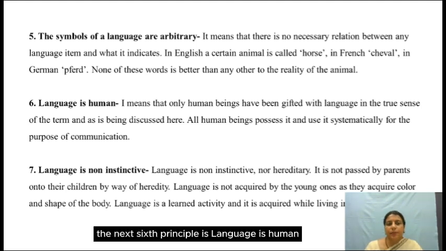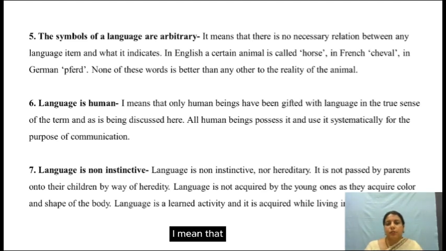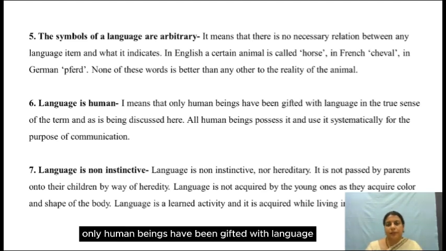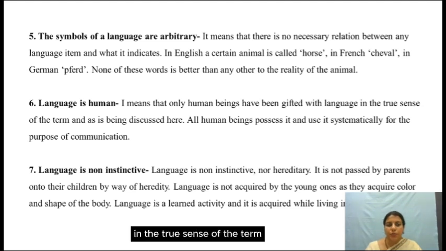The next sixth principle is language is human. I mean that only human beings have been gifted with language in the true sense of the term and as is being discussed here. All human beings possess it and use it systematically for the purpose of communication.